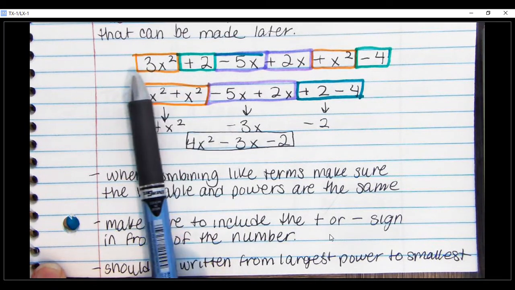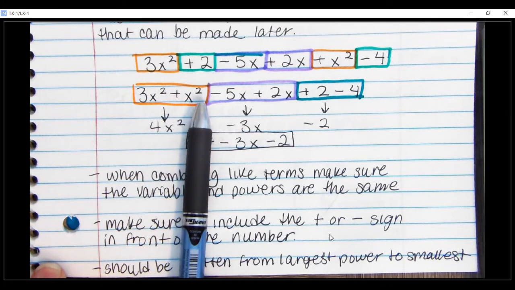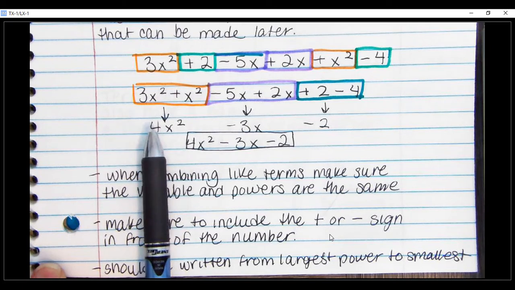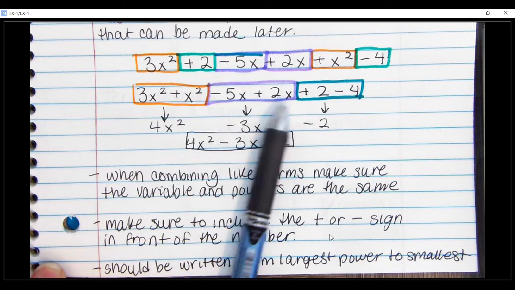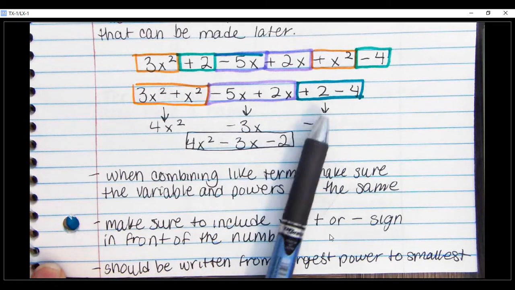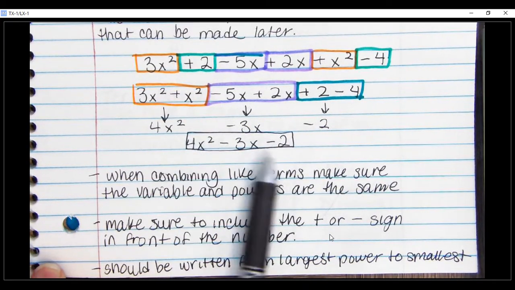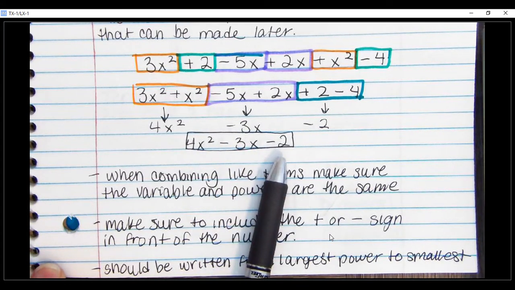So kind of jumping ahead of myself, what I did was I combined my 3x plus 1x. Since there's no number there, I can assume that it's a 1 to get 4x squared. I combined my negative 5x and positive 2x to get negative 3x, and my positive 2 and my negative 4 to get negative 2. And that creates a polynomial of 4x squared minus 3x minus 2.